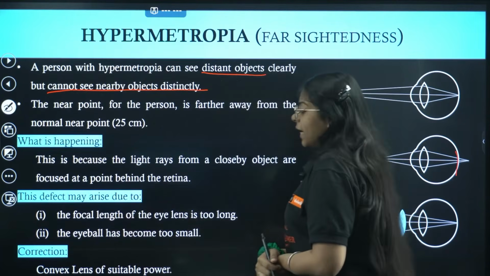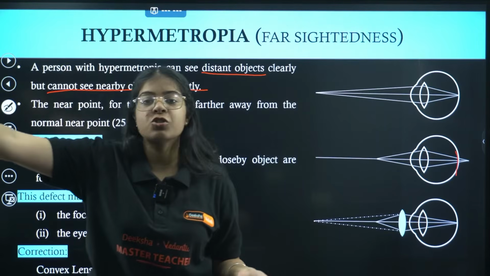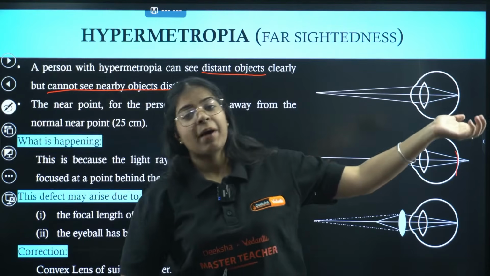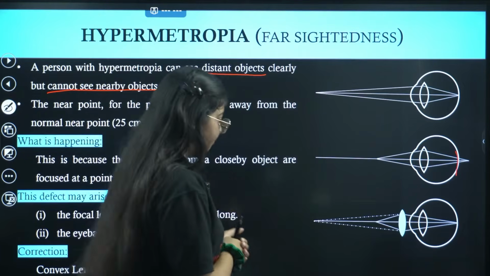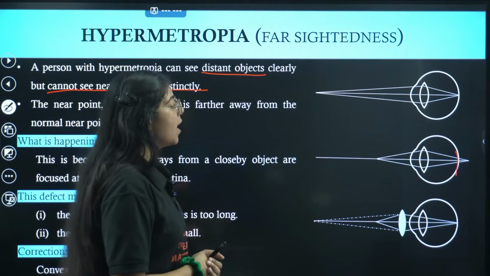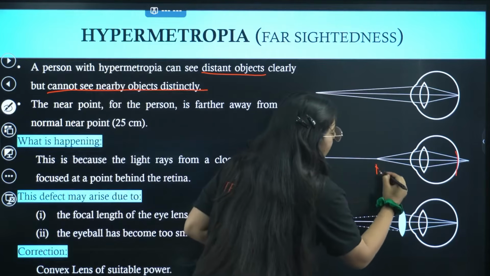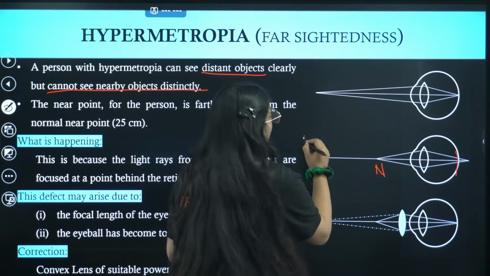So in myopia, we used a concave lens. In hypermetropia, we will use a convex lens. Why, ma'am? Okay, let's understand again with the diagram. Now, this is my normal near point. This is my normal eye.